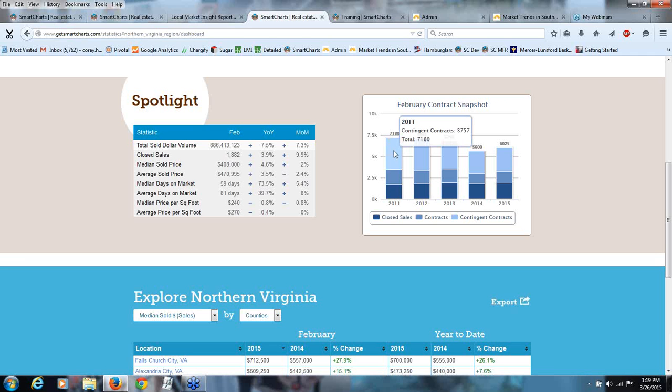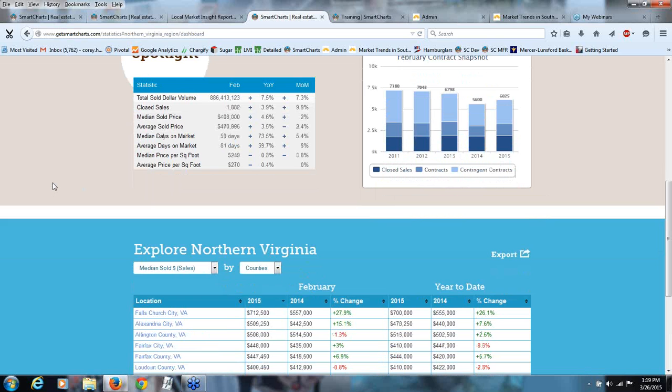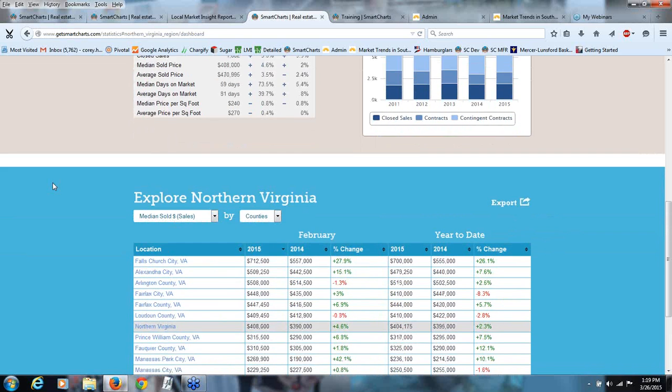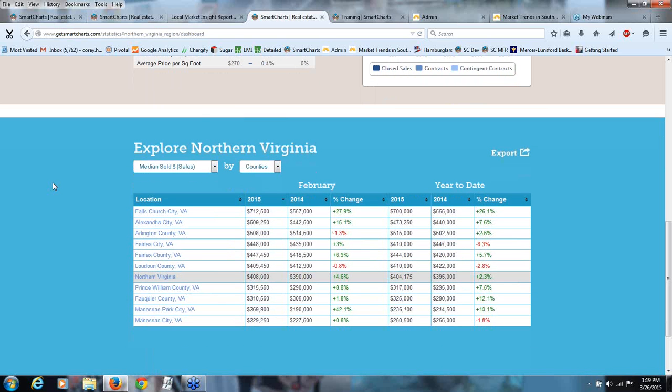The contract snapshot is a stack of those homes that are contracts and contingent contracts and closed sales. And we can see that it's down for Northern Virginia. It's up from last year, but it's still down overall from where it was in previous years when prices weren't quite as high and maybe there were more folks purchasing homes.